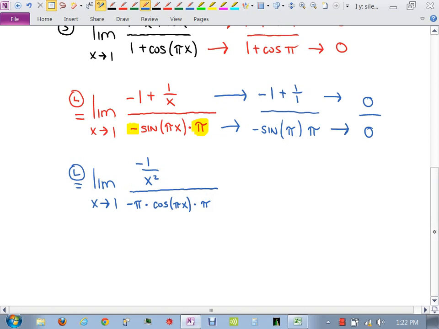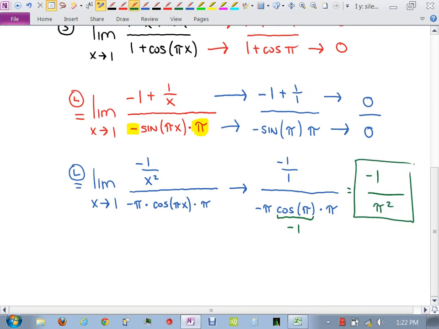And now you take the limit. So let x go to 1. You get negative 1 over 1 over negative pi times cosine of, let's see, pi times 1 is pi, and then times pi. Cosine of pi is what? Negative 1, right? Negative 1. So this piece right here is going to turn into negative 1. What's the top? Negative 1. So on the bottom we get negative pi times negative 1 times pi. Pi squared. Negative 1 over pi squared.